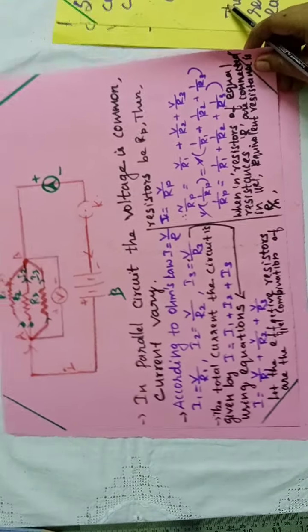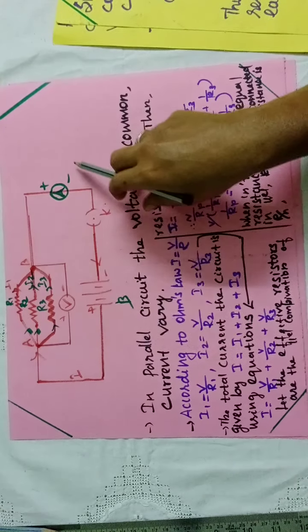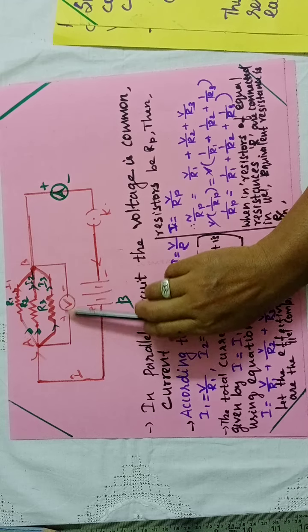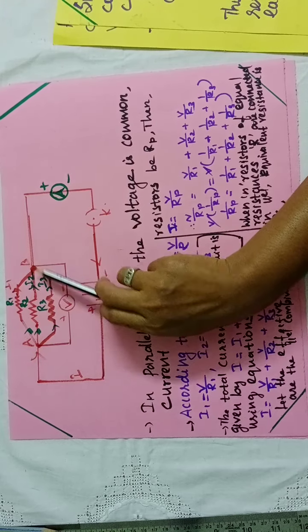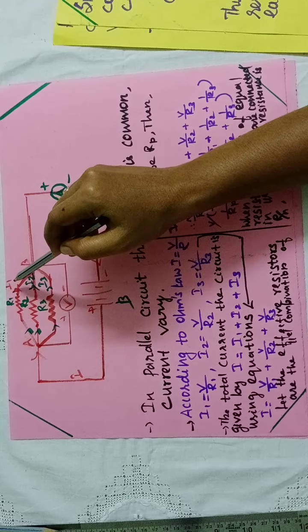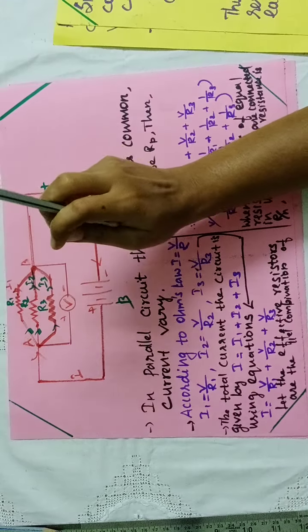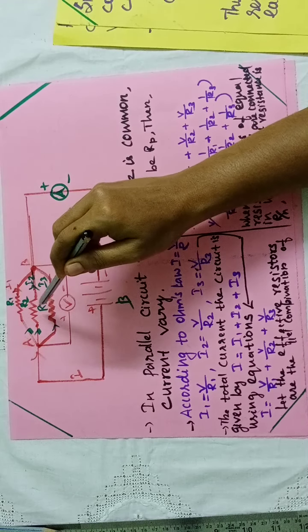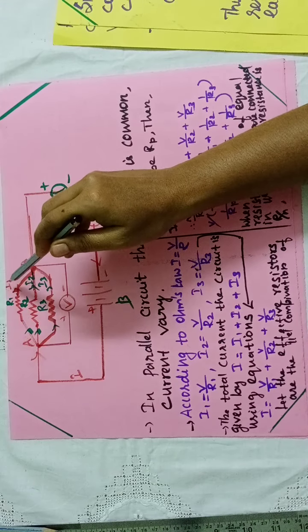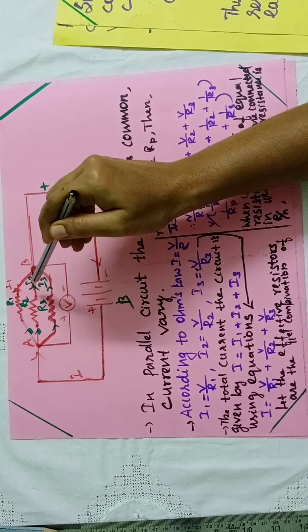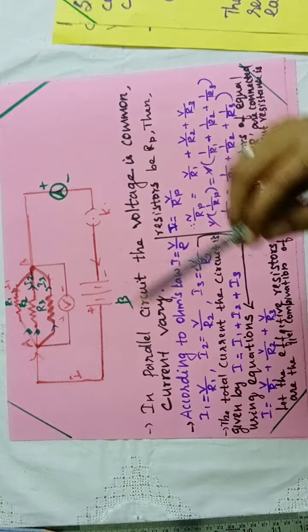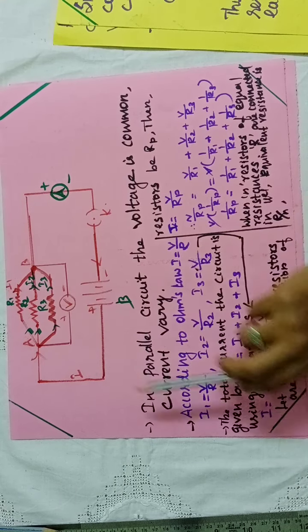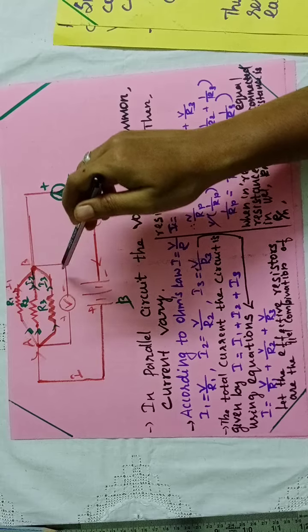Next, this is a parallel resistance circuit: battery with positive and negative terminals, then a voltmeter. Here from point A to B, there are 3 loops, but in series connection there is only one loop. Here the 3 loops are R1, R2, R3, carrying currents I1, I2, I3. In a parallel circuit, the voltage is common but the current varies: I1, I2, I3.